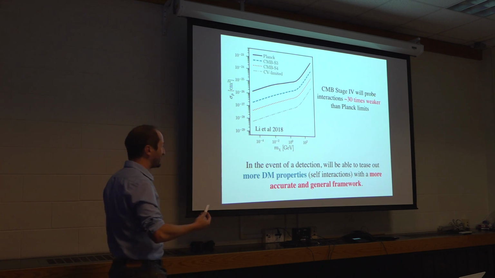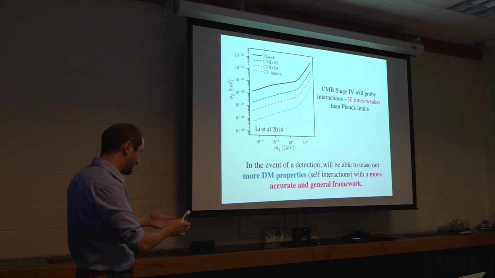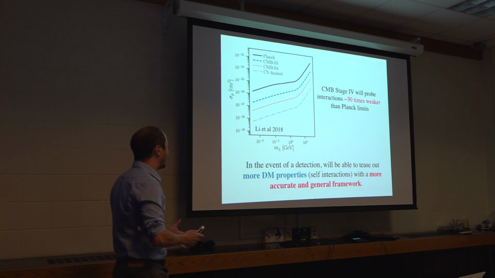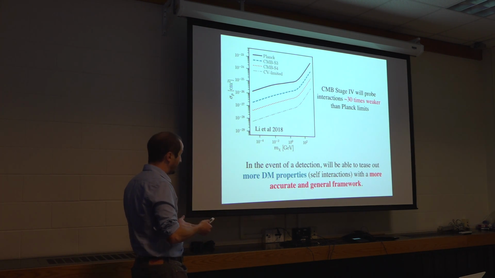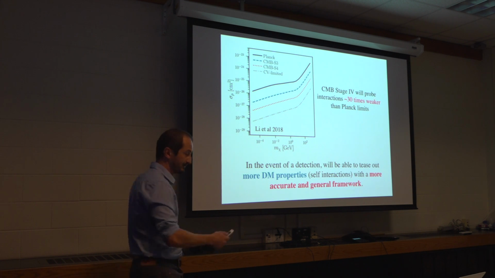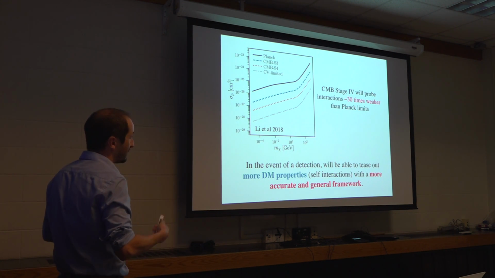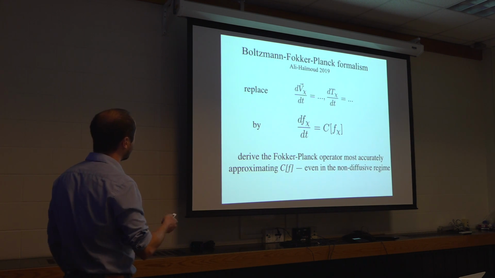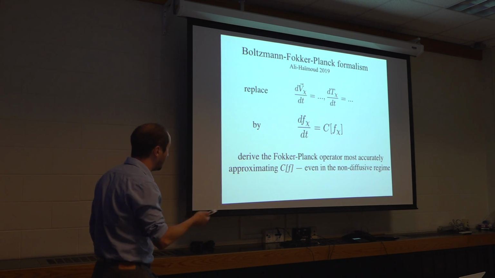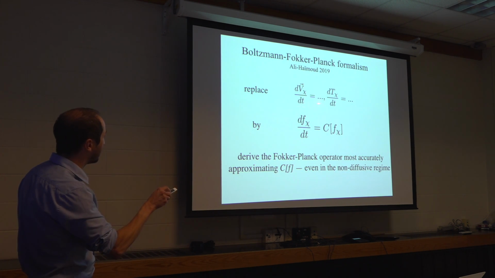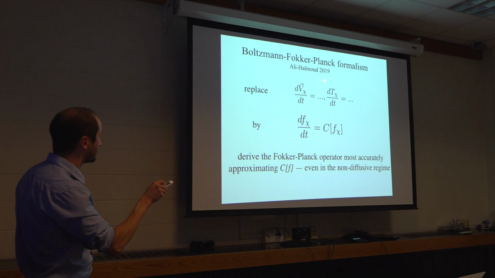And so in the event of a detection of something that is consistent with dark matter scattering with baryons or photons or whatever, it would be very useful and interesting to be able to probe more properties of the dark matter. For example, how strongly does it interact with itself? And to do so, you need a formalism which is more general than just treating it as an ideal thermal fluid.